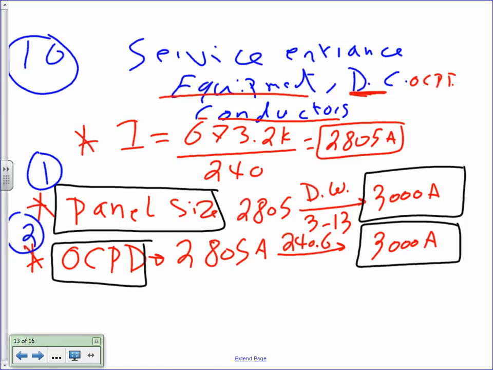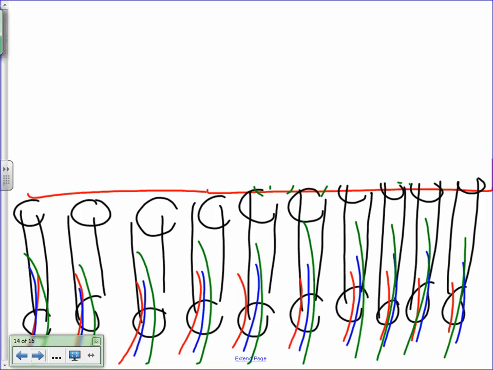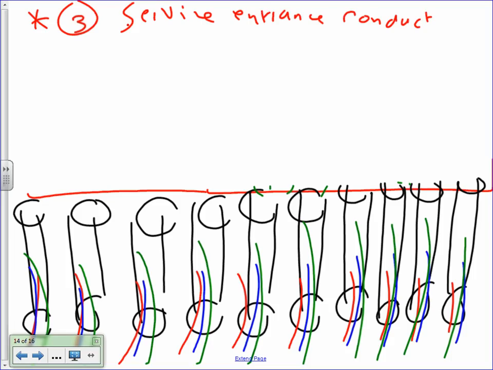So number 3 is the conductors. We're sizing feeders. In this case, it's a service, so let me use the proper term: service entrance conductors. And this will be the 2 hots.